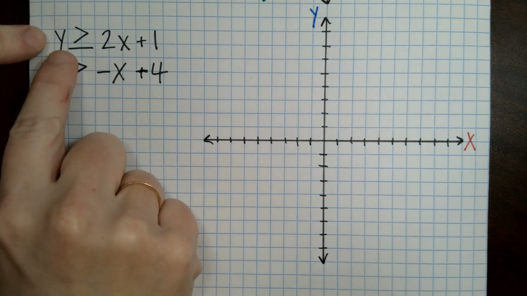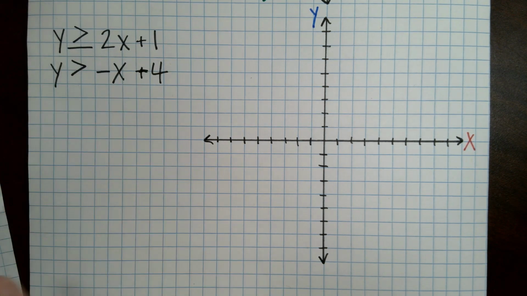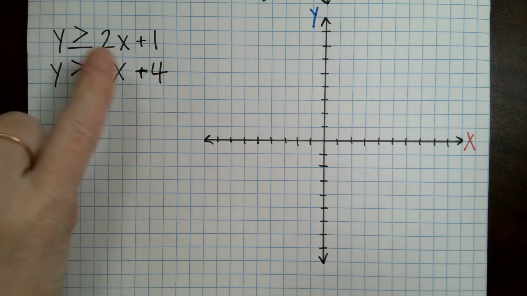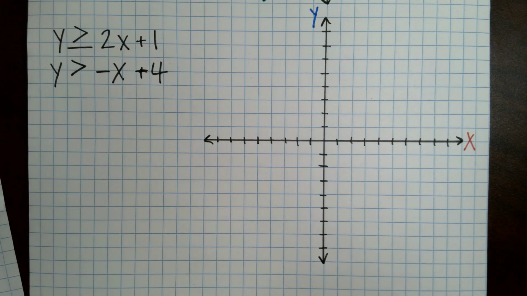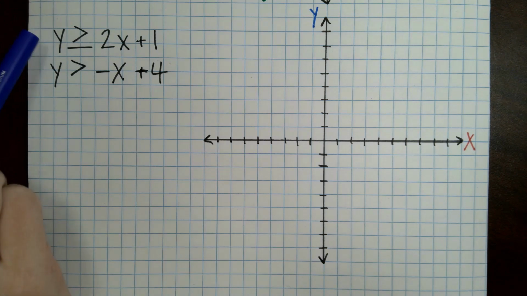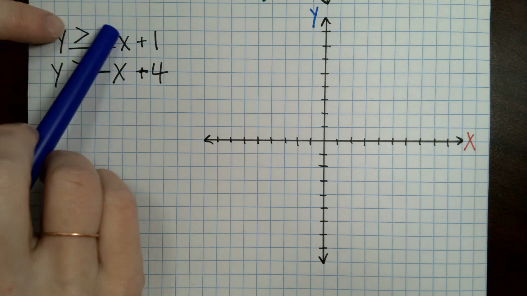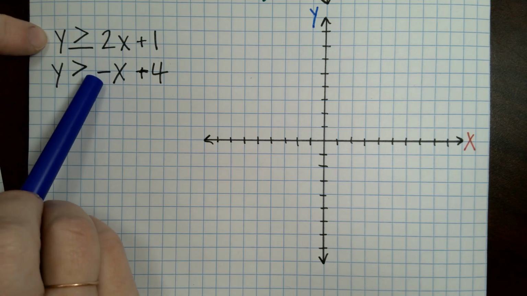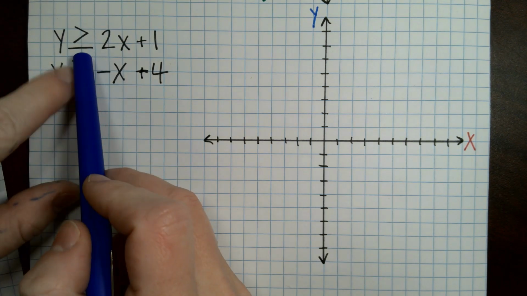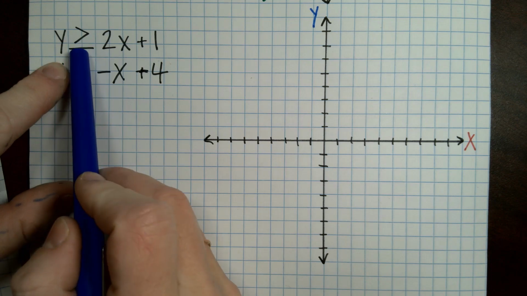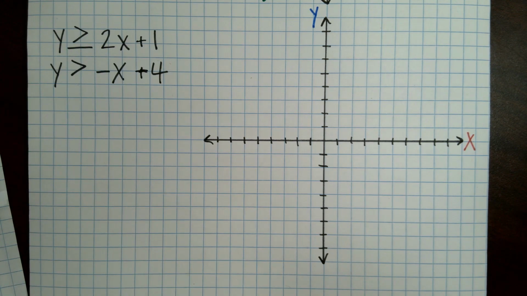Let's go ahead and look at this first linear inequality. Can somebody read out to me what this linear inequality is, how you say it? Y is greater than 2x plus 1. Super close. So greater than or what? Equal to. Yes, greater than or equal to.